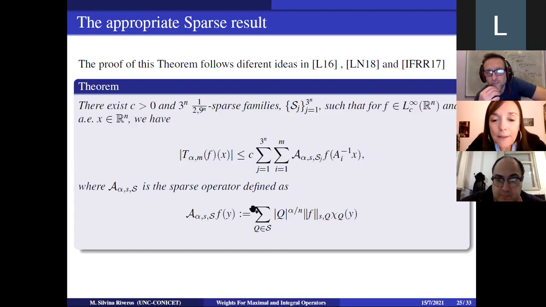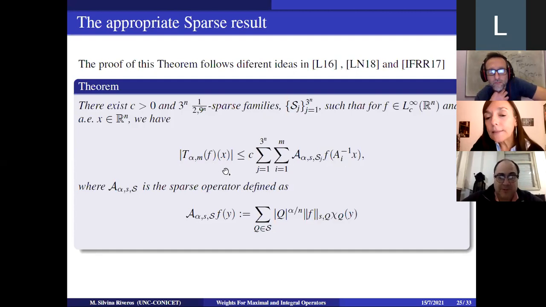Observe, for each A, for each matrix A sub A, this sparse operator is this average. Observe that here appears the S, that is the conjugate number of all the exponents R1 to Rn. This is a pointwise estimation of our operator, no?